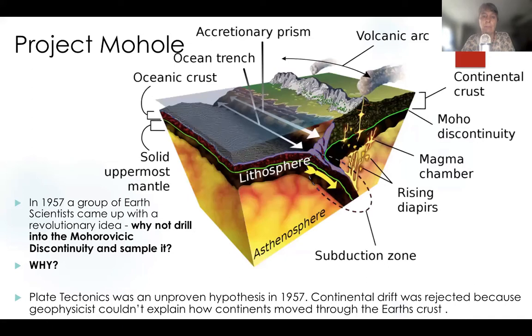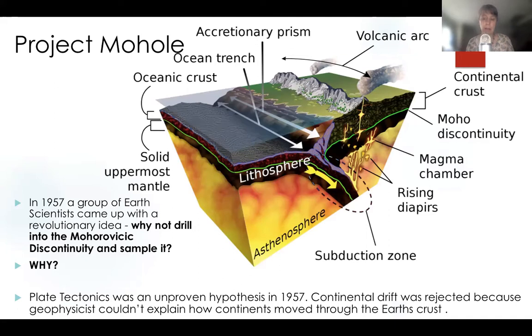It came about in the late 50s when a group of Earth scientists came up with a revolutionary idea. They were trying to think of a big project, and they thought, well, why don't we drill to the Moho? The Moho was a recently theorized discontinuity on the planet that separated the solid crust from the plastic mantle below. And it was key to understanding a new theory that had just been coming about called plate tectonics.